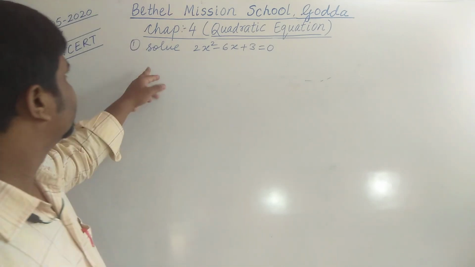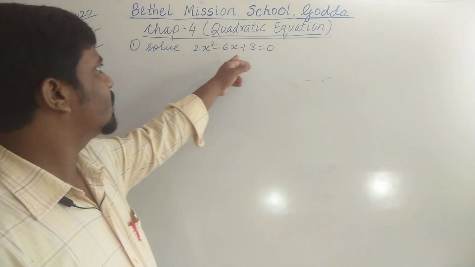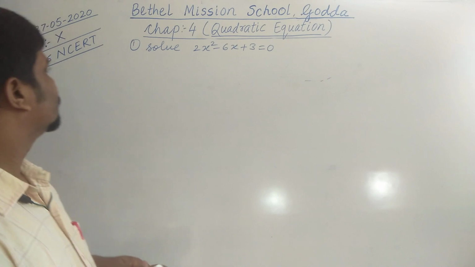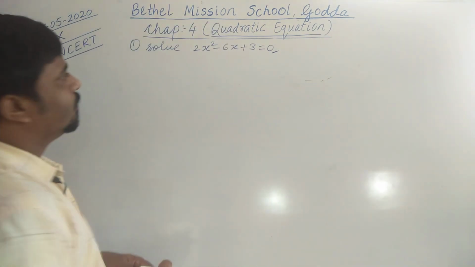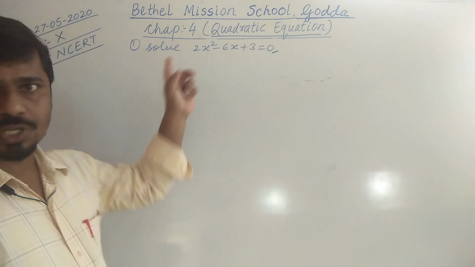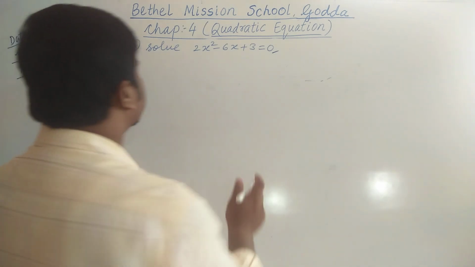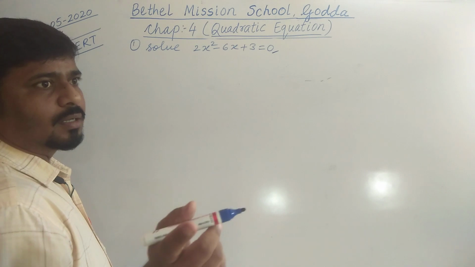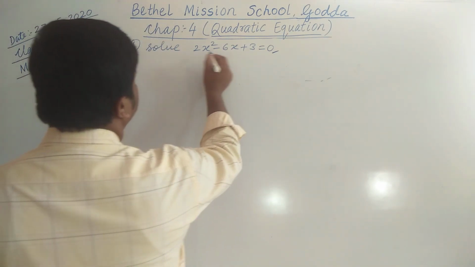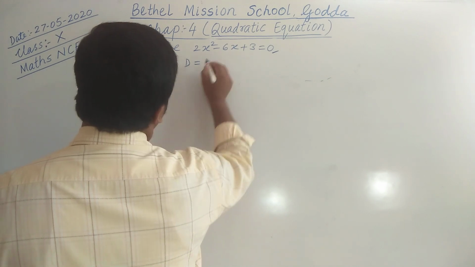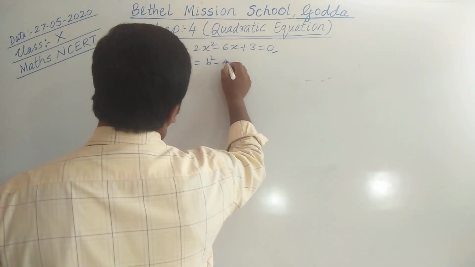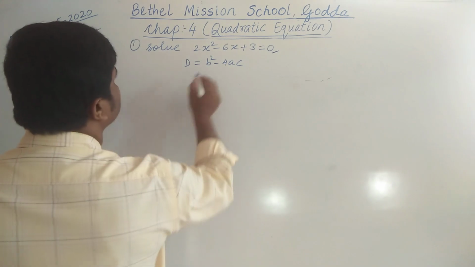See the example: solve 2x² − 6x + 3 = 0. Before solving, we have to see the nature of this equation. For finding the nature, we will find the discriminant. So D = b² − 4ac.